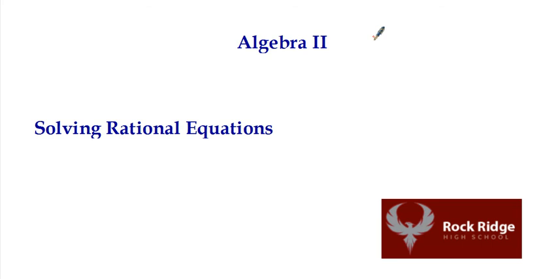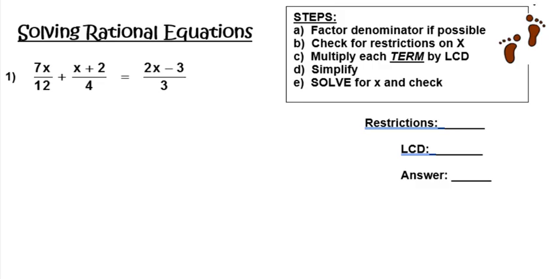So up to this point in the unit, you were asked to simplify a rational expression, which was either multiplying, dividing, adding, or subtracting. Today we're going to make use of our lowest common denominator skills and solve some rational equations. So let's take a look at what we mean by these.